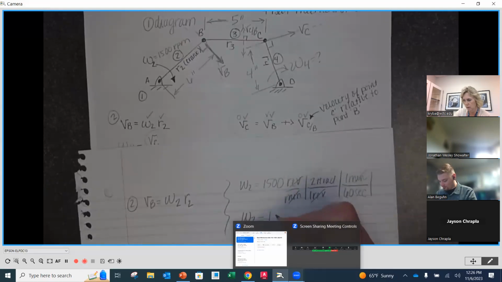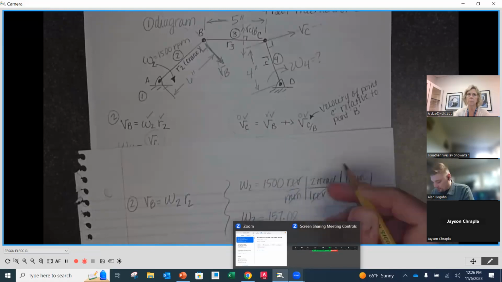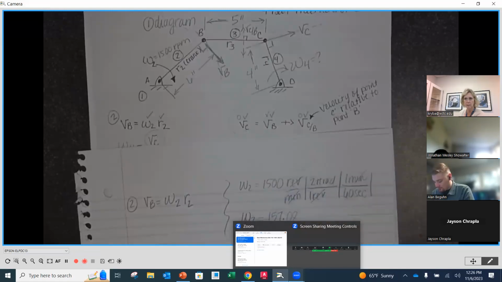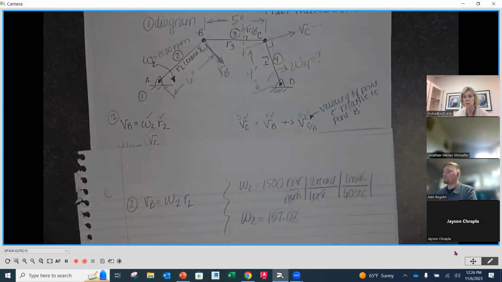I get 157.08, or maybe 157.1. Anybody else? Everybody else get that number? Make sure you're doing it along with me, because you'll have to do this by yourself. This is good practice to be sure that your answers come out.